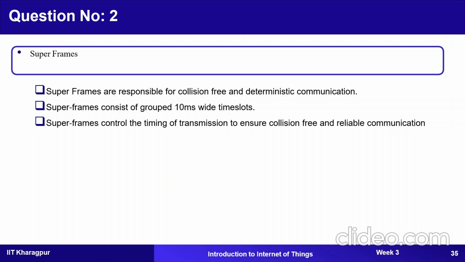So this HART protocol basically uses TDMA. So in case of TDMA, what we do is we divide the channel into various time slots, and different users can access the channel according to those time slots. So basically these super frames are the groups of those time slots, and in case of HART, the time slots consist of 10 milliseconds. Okay. Next point is super frames control the timing of transmission to ensure collision free and reliable communication. So basically these super frames are responsible for the collision free communication.